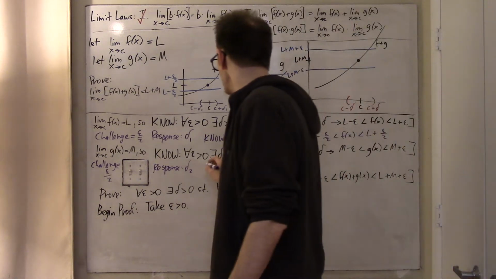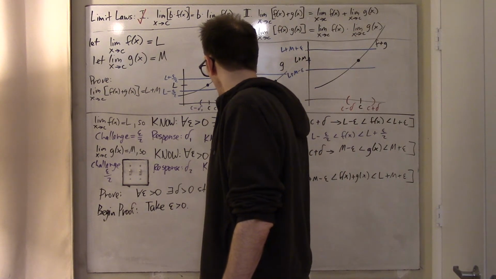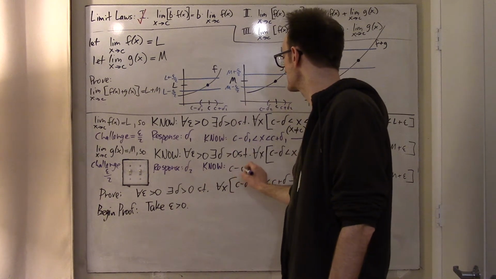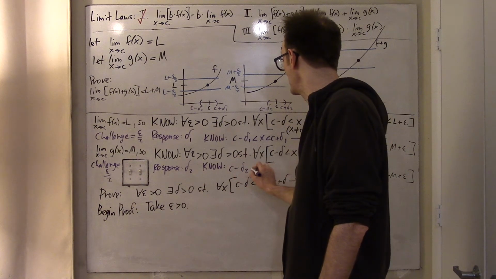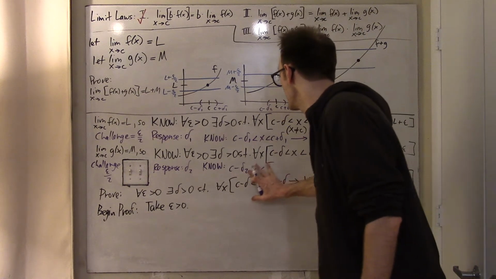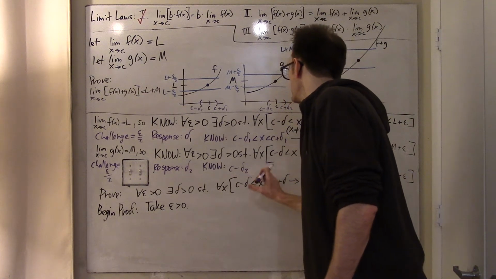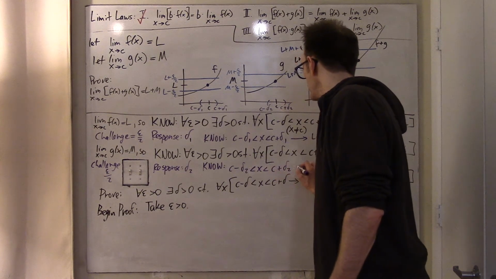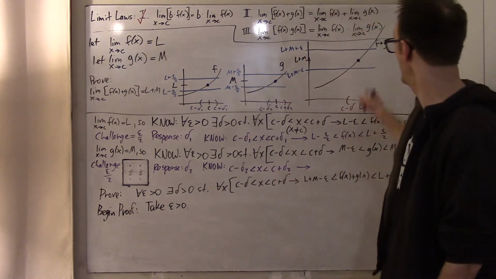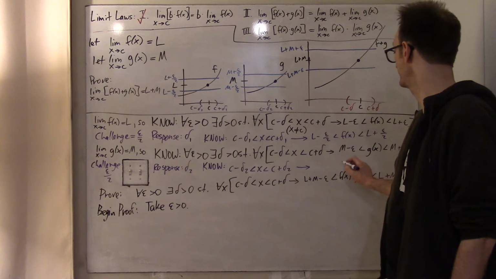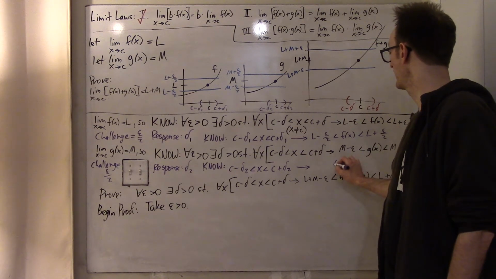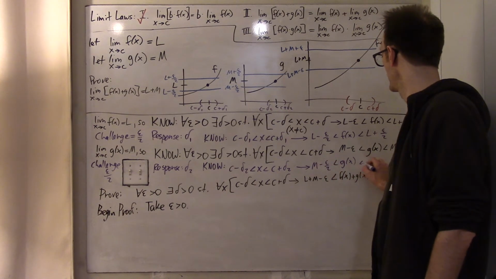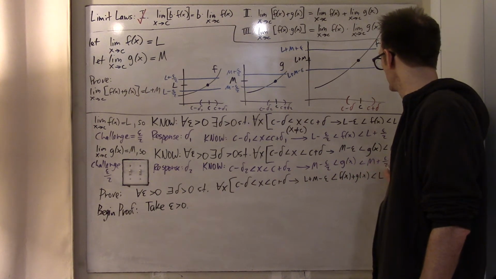Okay, and so what is it that I know? Just like before, repeating myself a lot, maybe that's good, if x is between C minus delta 2 and C plus delta 2, then the g function will be between M minus epsilon over 2 and M plus epsilon over 2.